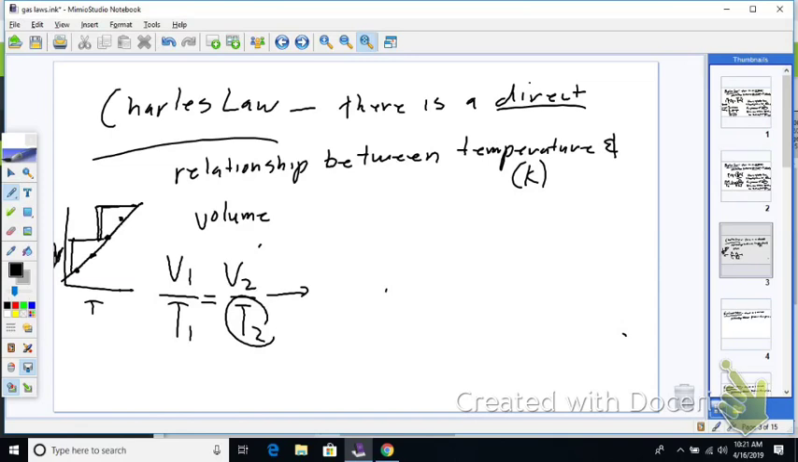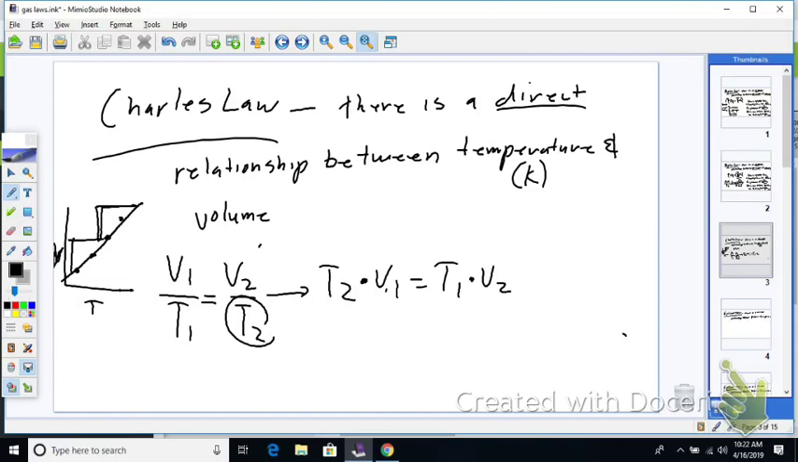So if I cross multiply this, what will it look like? Because it's just a different way to look at the equation to solve for the variables. T2 times V1 equals T1 times V2.